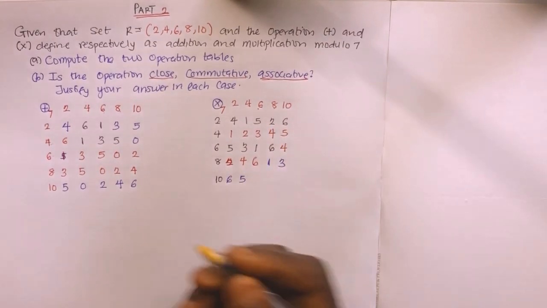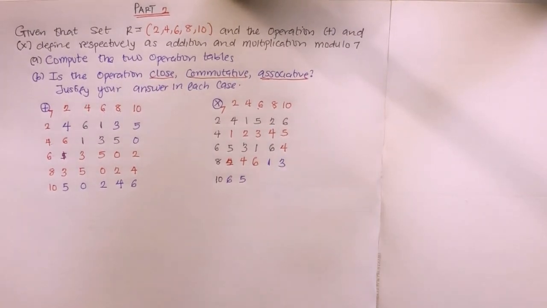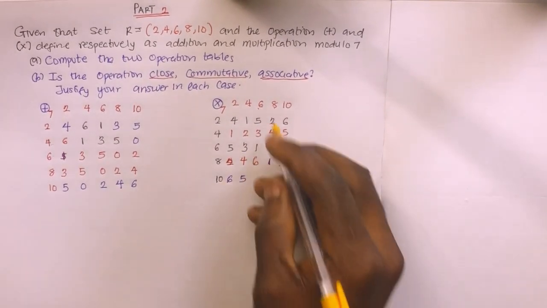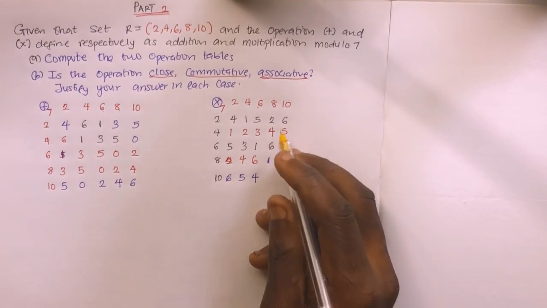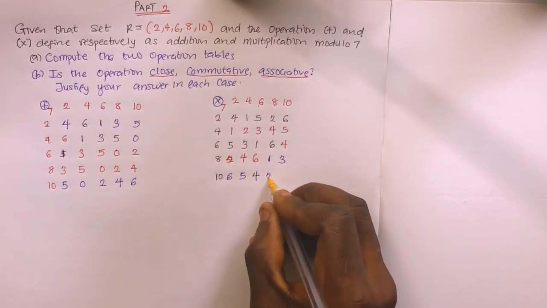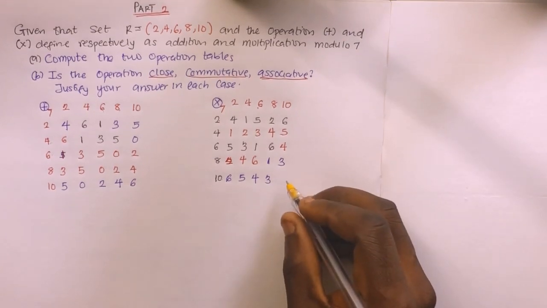10 star 6, 60. We should be having 56, which is 7 star 6, 42, 7 star 8 is what? 56. And 10 star this is what? That's 4, right? Then 10 times 8, that's 80. We should have 3 here. 10 times 10, that's 100.